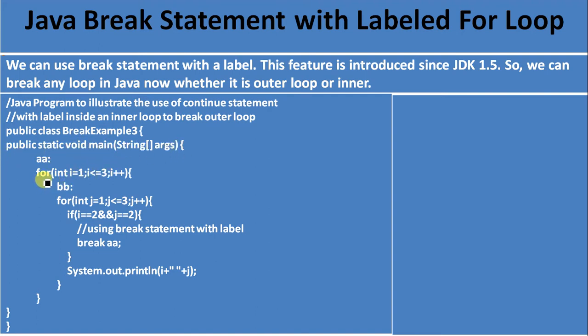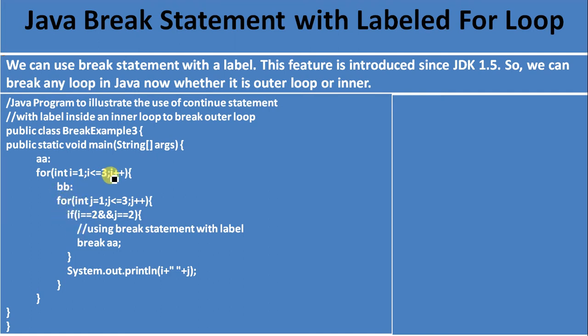Here we are creating a for loop for int i = 1, i <= 3, i++. And we are giving the name of this for loop as A. This is called a label. We are providing a label. This is the inner loop we define, and we are providing the label for the inner loop as B.